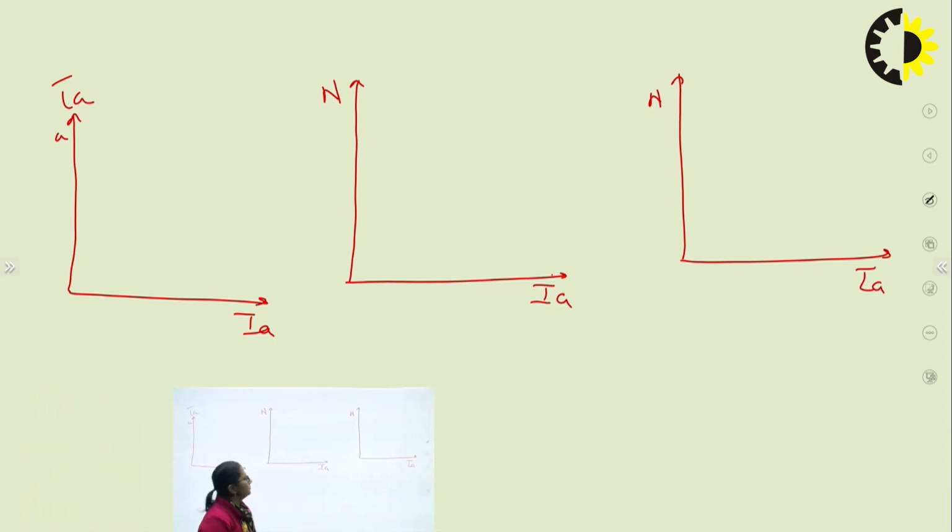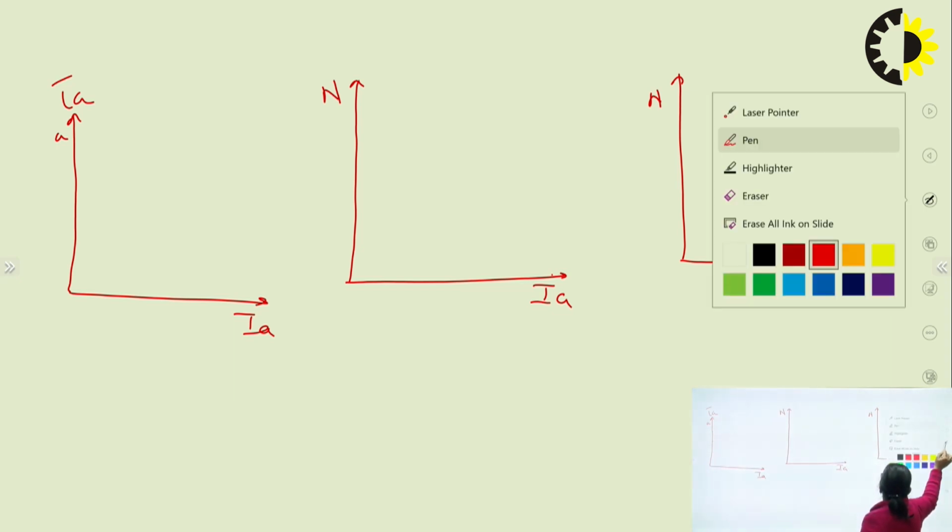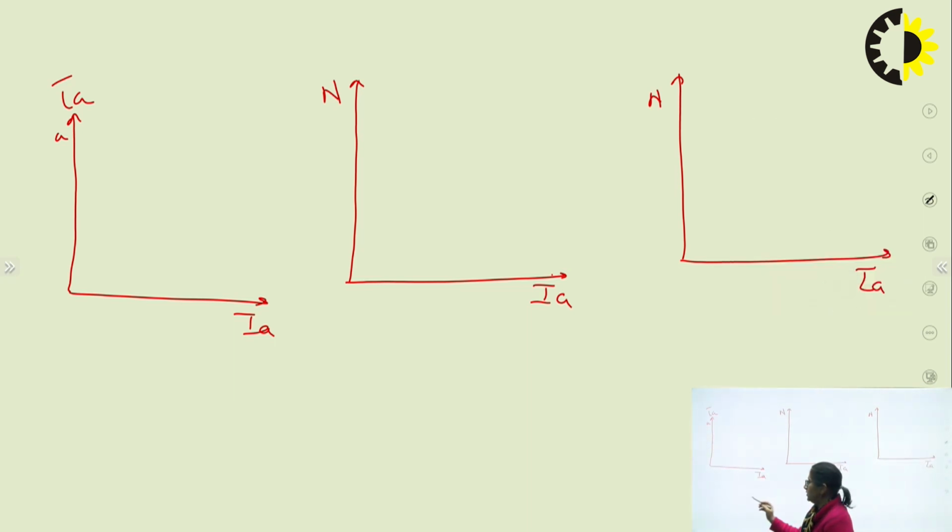Now, torque versus armature current. What is the relationship between torque and the armature current? We have just derived it. For any kind of DC motor, we derived that the armature torque is proportional to phi Ia. But a DC shunt motor is a constant flux motor.